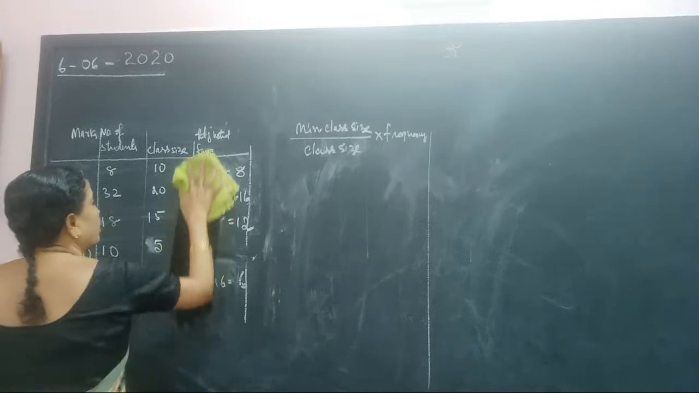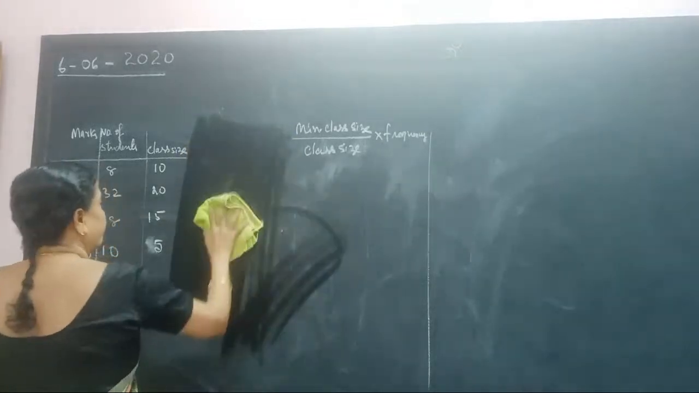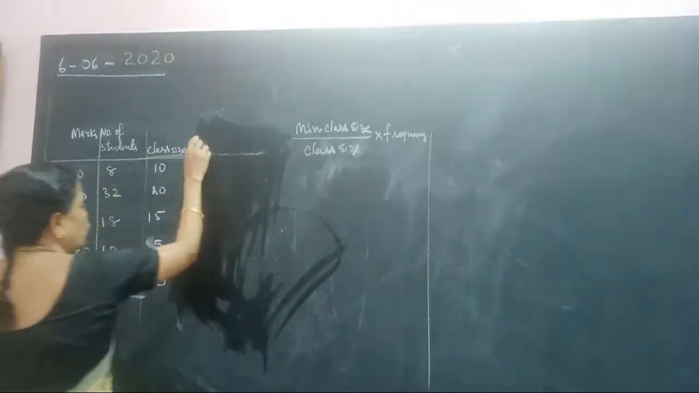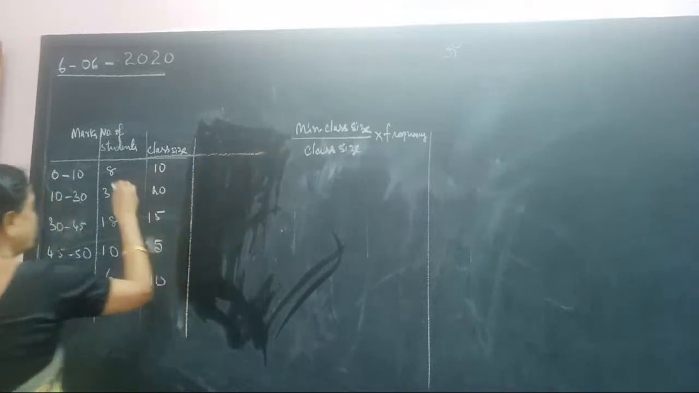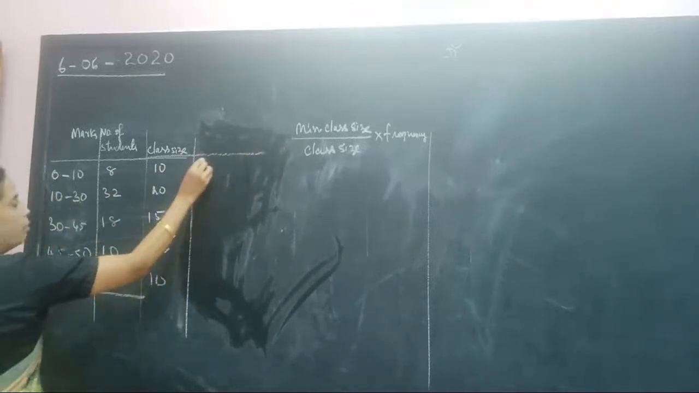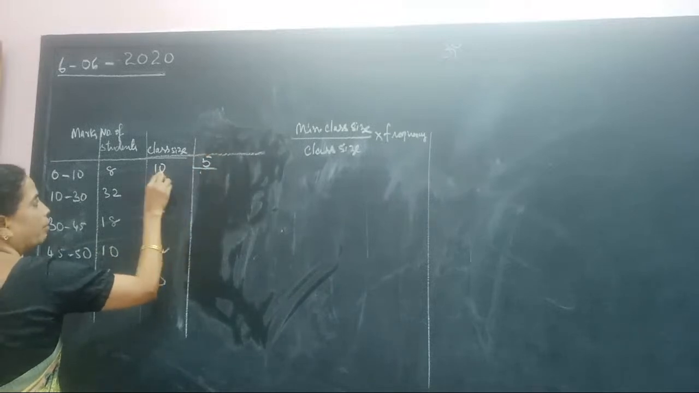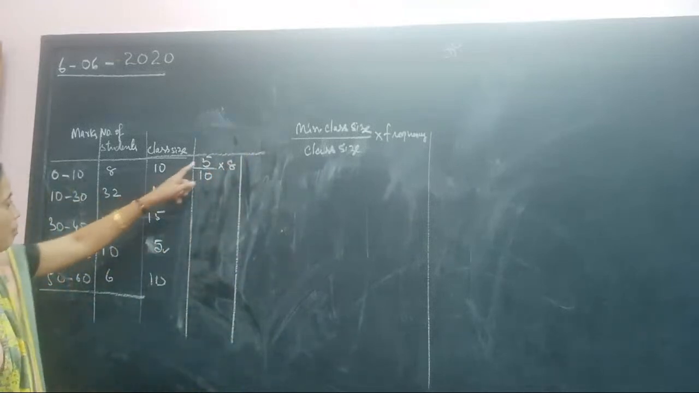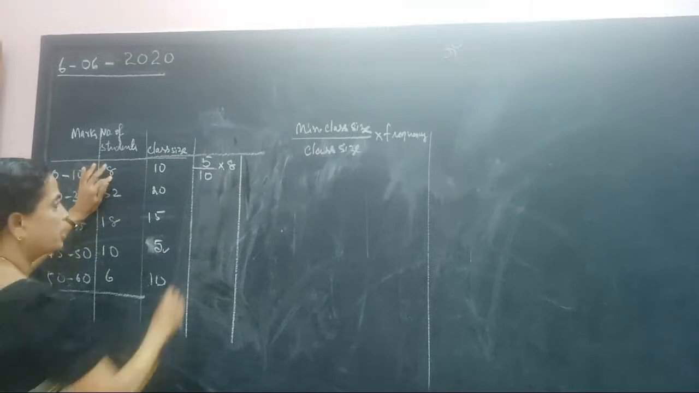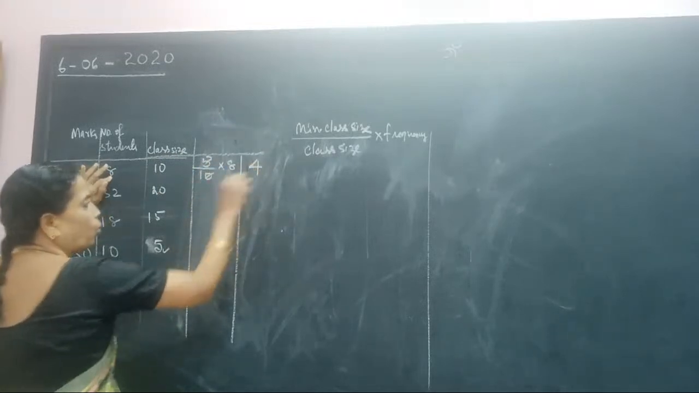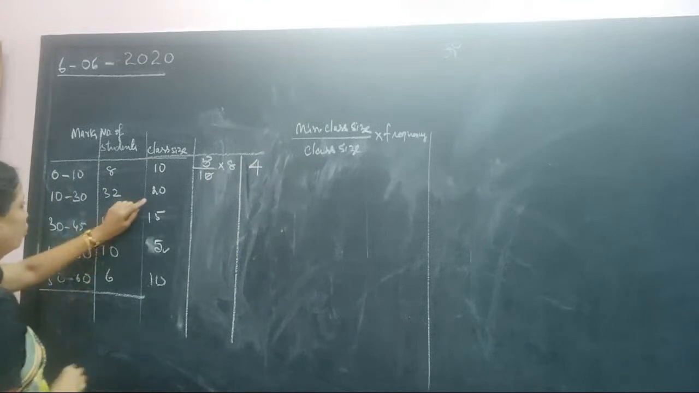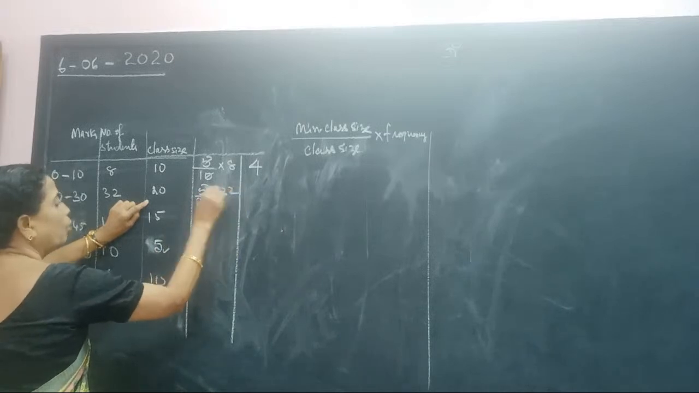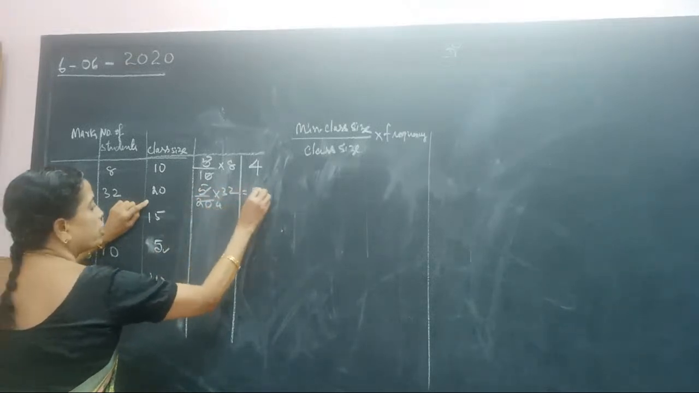So I will change here to adjusted frequency. Among these, the minimum class size is 5, so minimum by corresponding class size into frequency. Minimum by class size into 8: you will get 4. Is it clear? Now again, minimum by class size into 32, 5 by 4, it is 8.